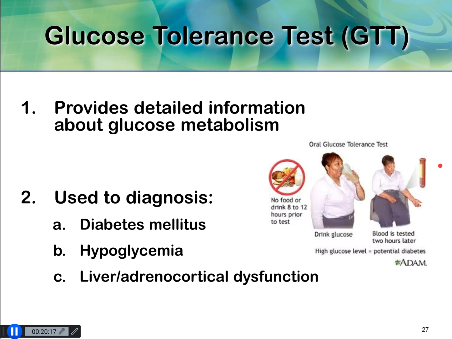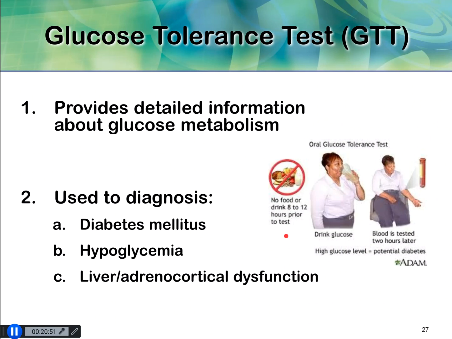possibly with the glucose tolerance test, the GTT. This provides detailed information about the body's metabolism of glucose, and it can be used to diagnose diabetes, hypoglycemia, and liver and adrenocortical dysfunction. They also often do a test similar to this as part of prenatal care for somebody who's pregnant to check for gestational diabetes. So I think we talked about this a little bit recently in that module.